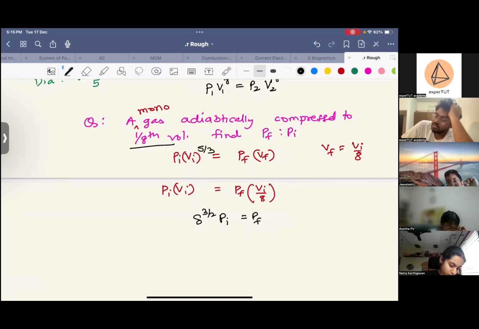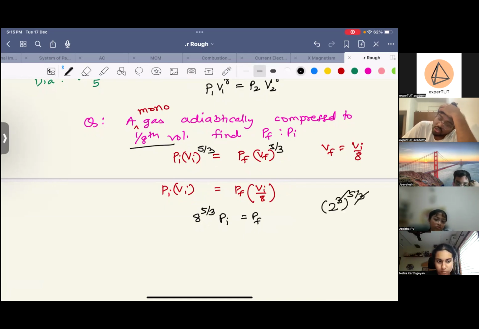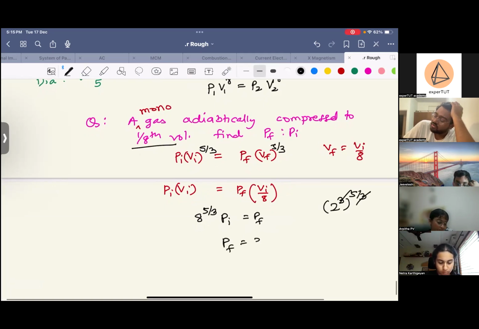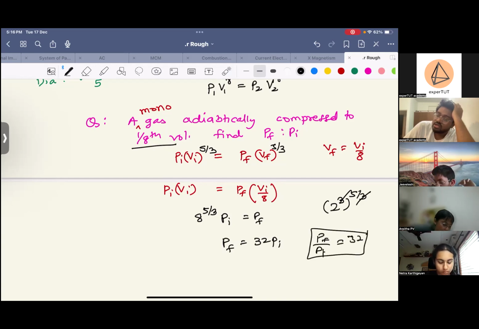So 5 by 3, 5 by 3. So you will get 8 raised to 5 by 3. Okay. Understood? And 8 you can write as 2 raised to 3, so 2 raised to 3, raised to 5 by 3. Finally, the 3 will go and you'll get 2 raised to 5. 2 raised to 5 is 32. So you'll get Pf is equal to 32 Pi. Okay. And therefore, what is Pf by Pi? Pf by Pi is 32 is to 1, or just 32. Okay. Understood? This is the answer.